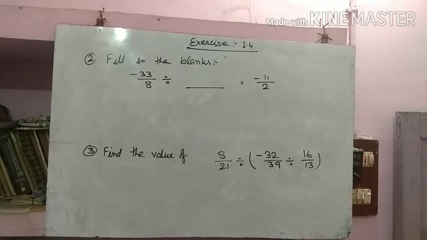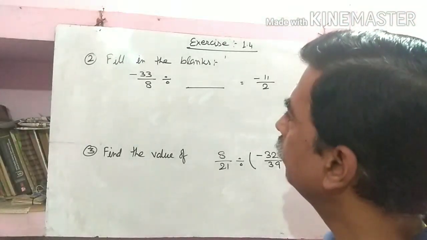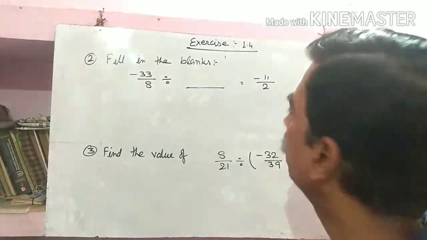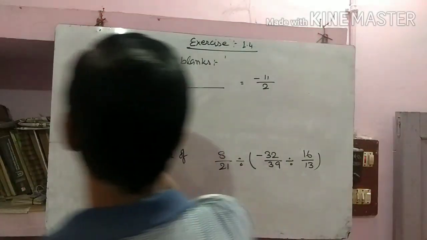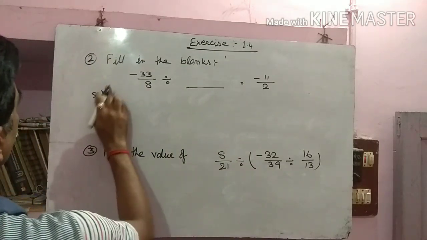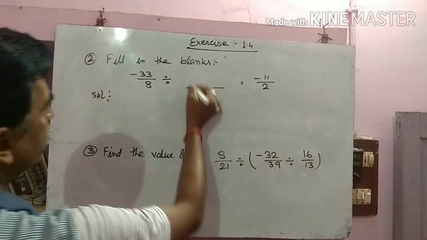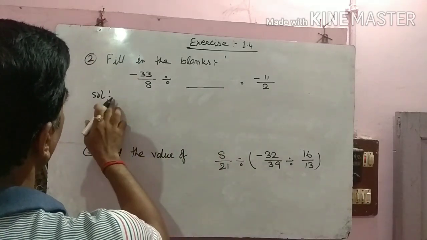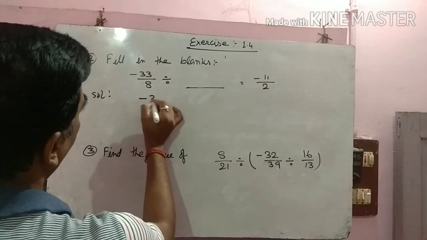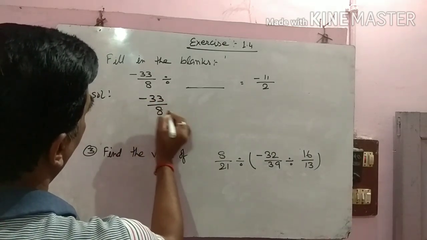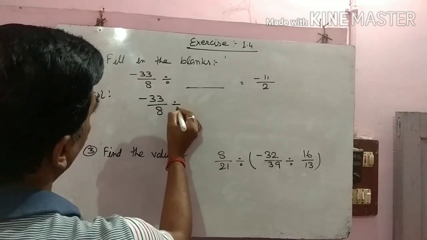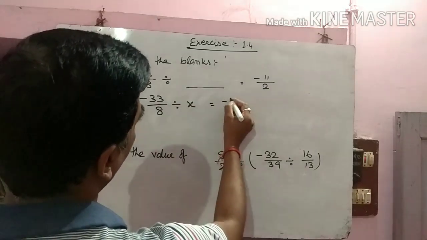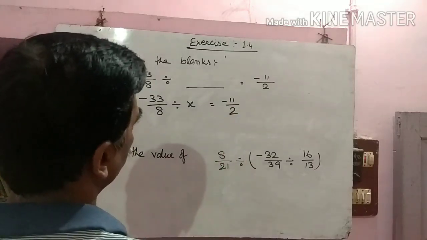Look here, question number 2 is saying that minus 33 by 8 divided by which number, the result will be minus 11 by 2. So in that case, we have to solve this type of question. Let this blank be equal to x or a or b or c, anything you can assign. Minus 33 by 8 divided by x is equal to minus 11 by 2.